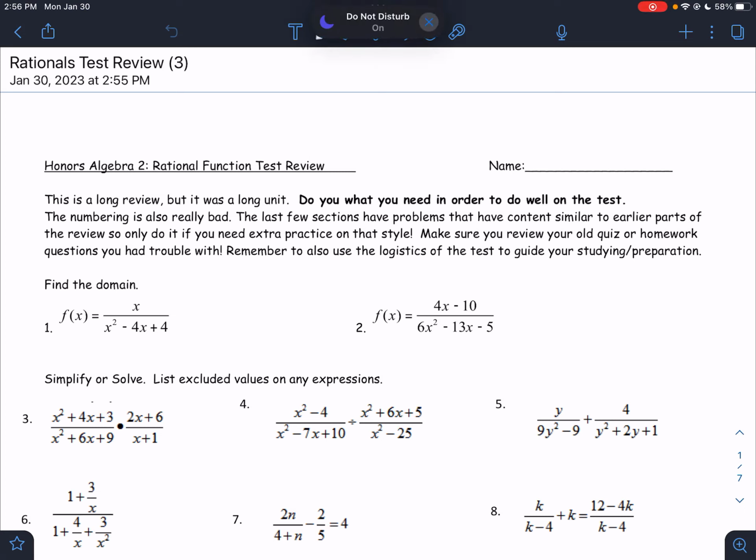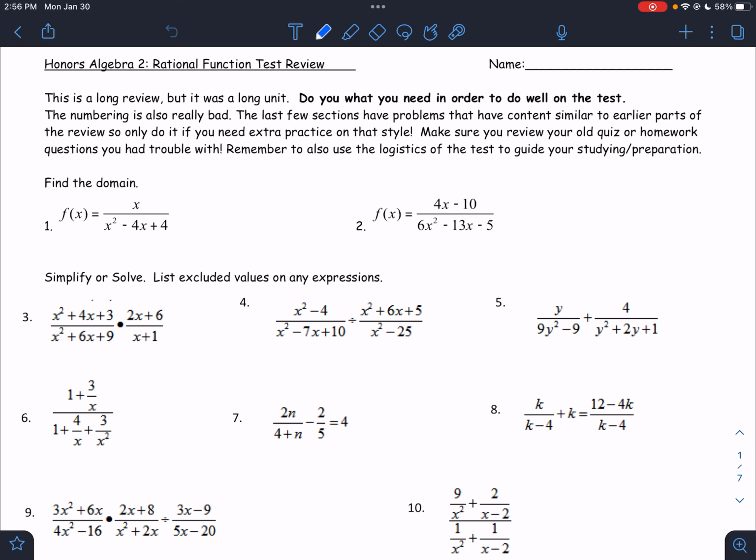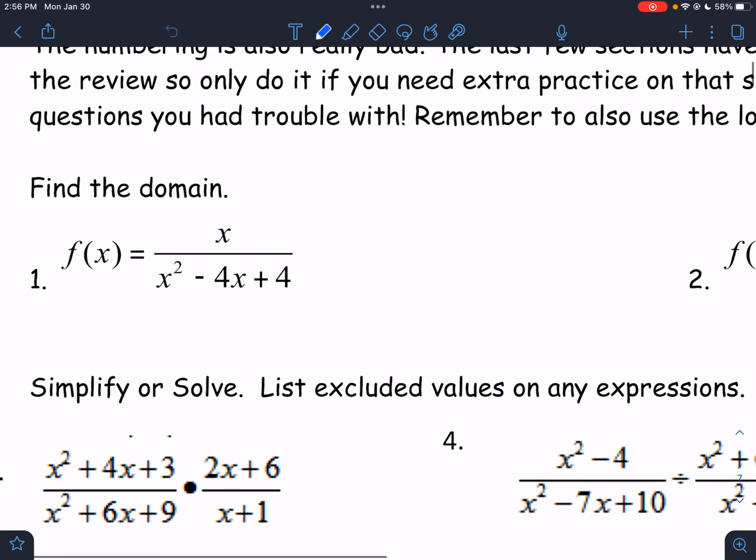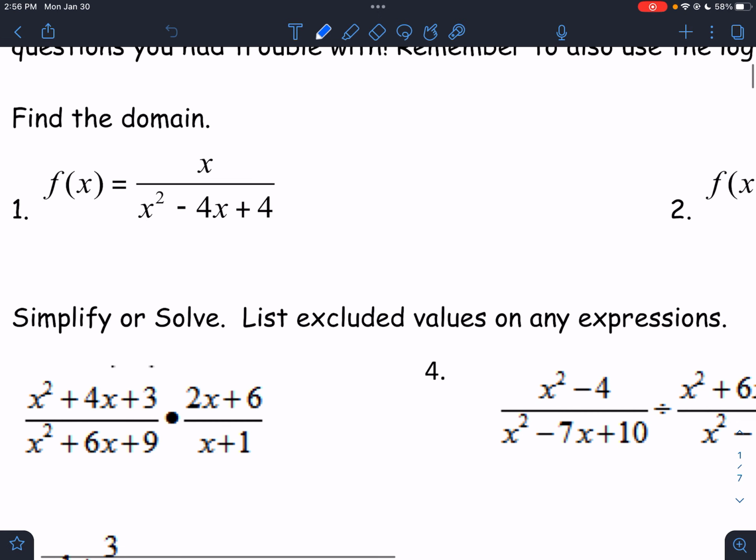All right, guys. This is the Honors Algebra 2 Rational Functions Test Review. It's a long video. You can skip ahead to the ones that you want to see. There's not a ton of room on here either to work, so I'm going to hope that you can see what's going on. The first section says just find the domain.